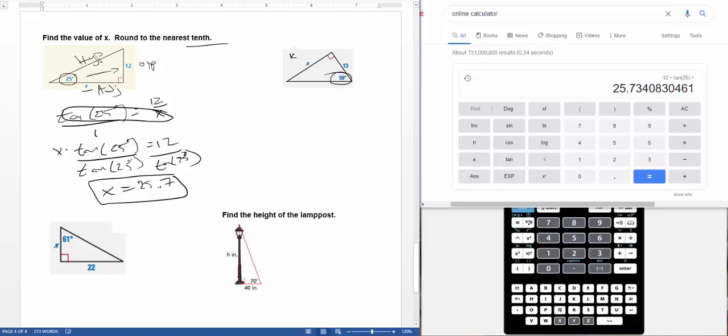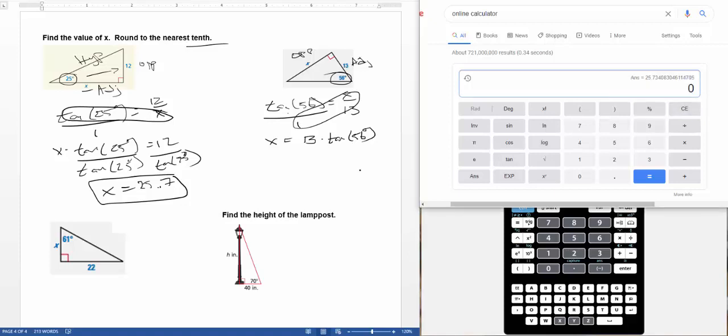X is the opposite side. 13 is the adjacent side. Again, opposite and adjacent, that's the TOA of SOHCAHTOA. So I think the tangent of 56 degrees is equal to opposite, which in this case is x, over the adjacent leg, which is 13. Put a 1 under the trig function and cross multiply. This is a nice one because the variable is on top, so we'll just get x equal to 13 times the tangent of 56 degrees.